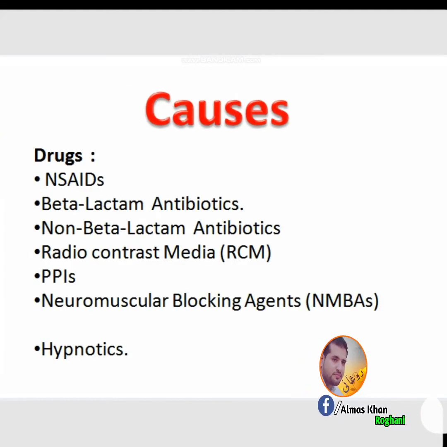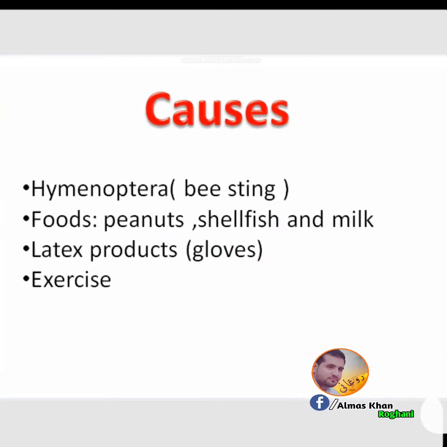Now, what are the causes of anaphylaxis? The most common cause of anaphylaxis is drugs, which may include nonsteroidal anti-inflammatory drugs, beta-lactam antibiotics and non-beta-lactam antibiotics, radio contrast media, proton pump inhibitors, neuromuscular blocking agents, and hypnotics. Other causes may include bee stings, food like peanuts, shellfish, and milk, latex products like gloves, and exercise.